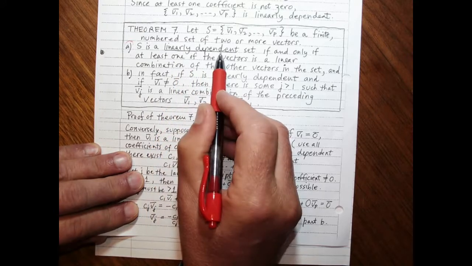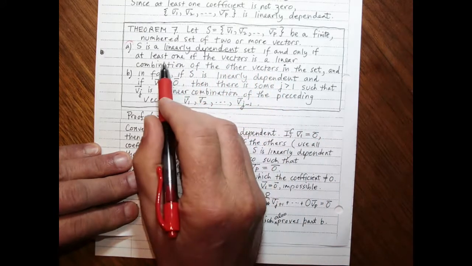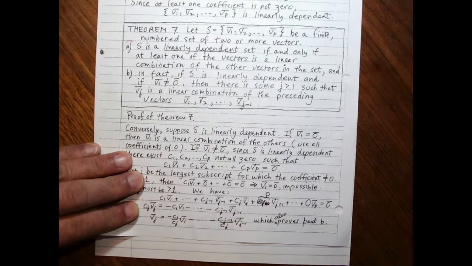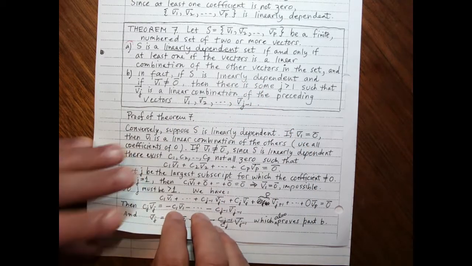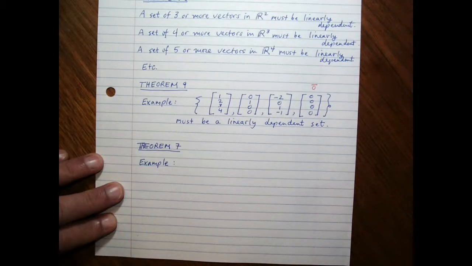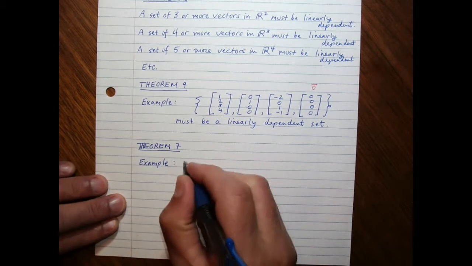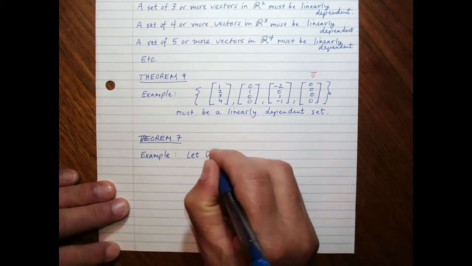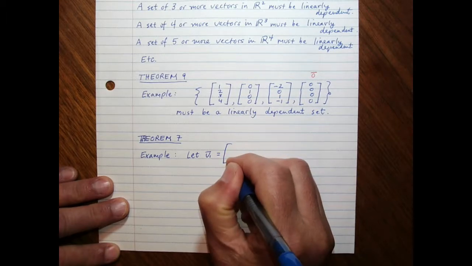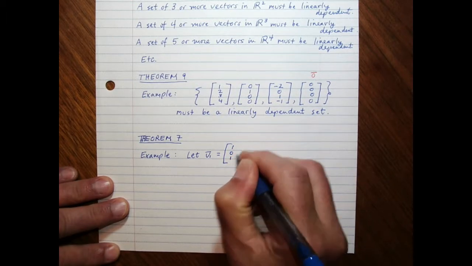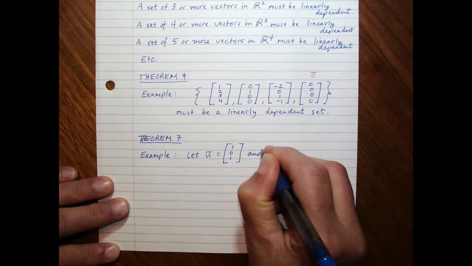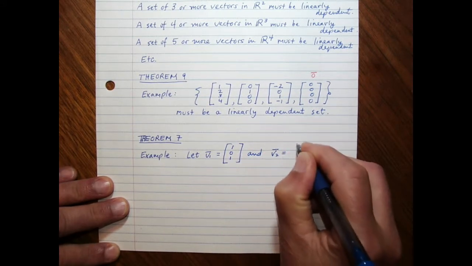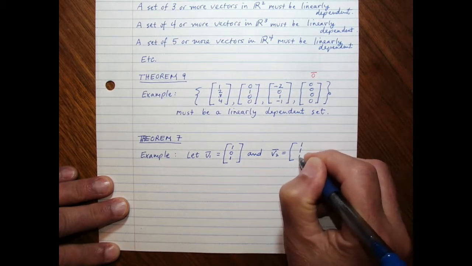A set is linearly dependent if and only if at least one of the vectors is a linear combination of the other vectors in this set. In fact, that's one way of thinking of what linear dependence means. Let me give you an example here. So I'm going to let v1 equal, this is going to be a vector in R3, 1, 0, 1. And v2 is 1, 1, 1.